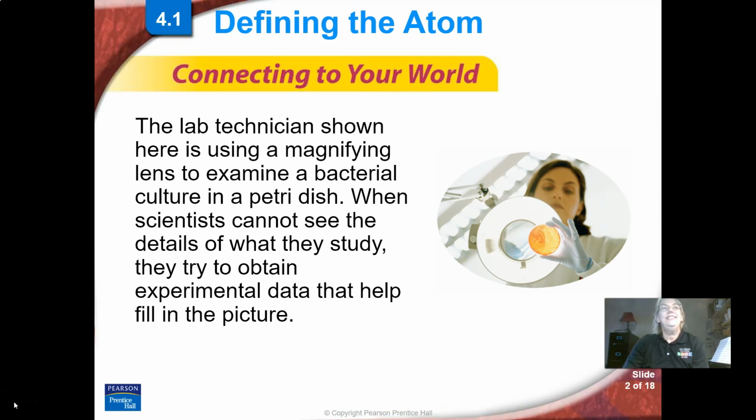Hello there. We're going to talk about section 4.1, which is figuring out how we figured out what the atom looks like. I mean, it's so small. How are you going to know what's inside the atom and the parts of it?